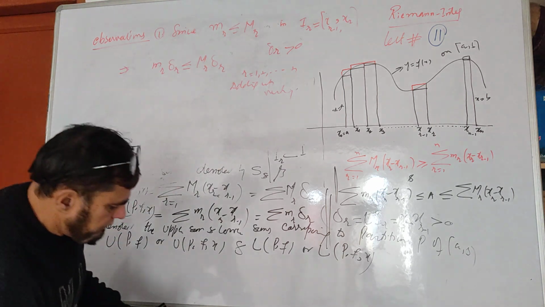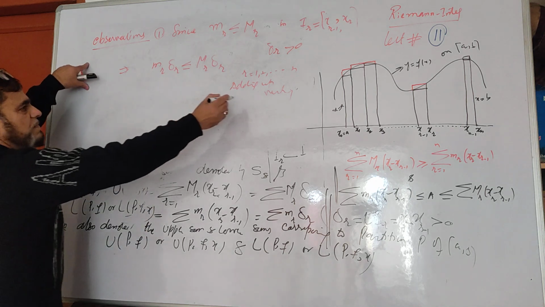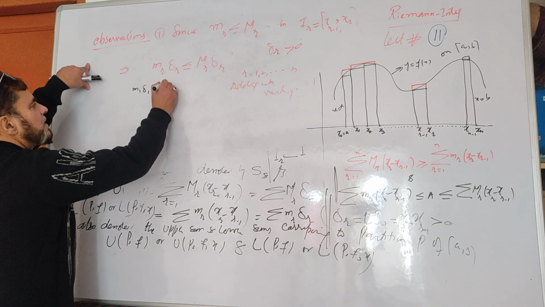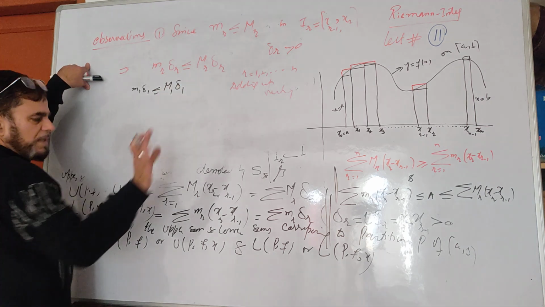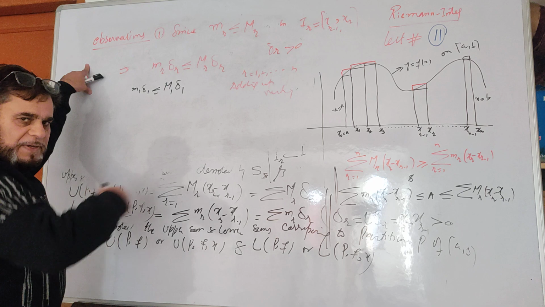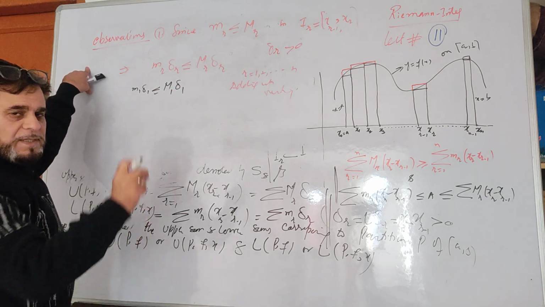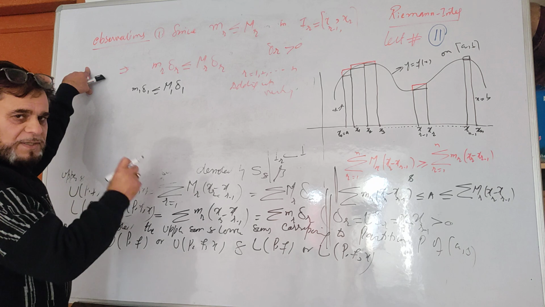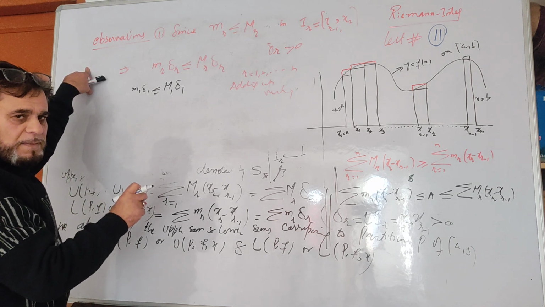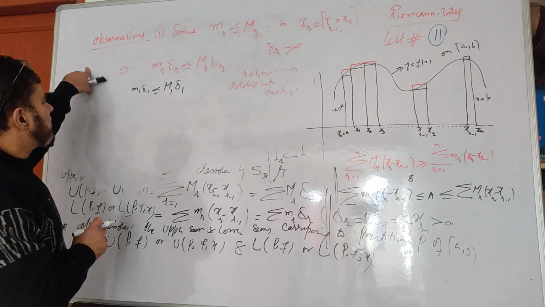What does this mean? This is your m1 delta 1 is less than or equal to capital M1 delta 1. I am showing this in this setup because this is the initial lecture on how we prove that LPF is less than or equal to UPF, and in coming lectures you will remember this.